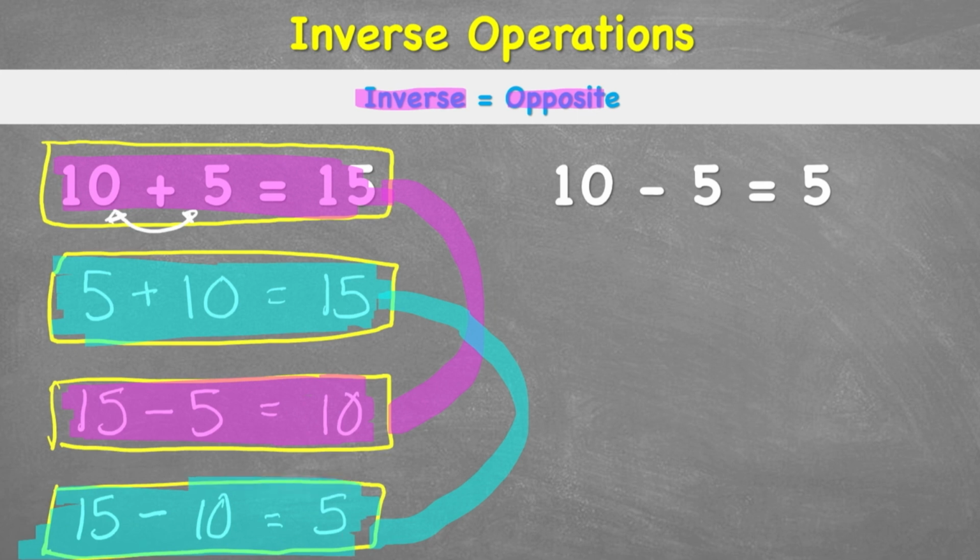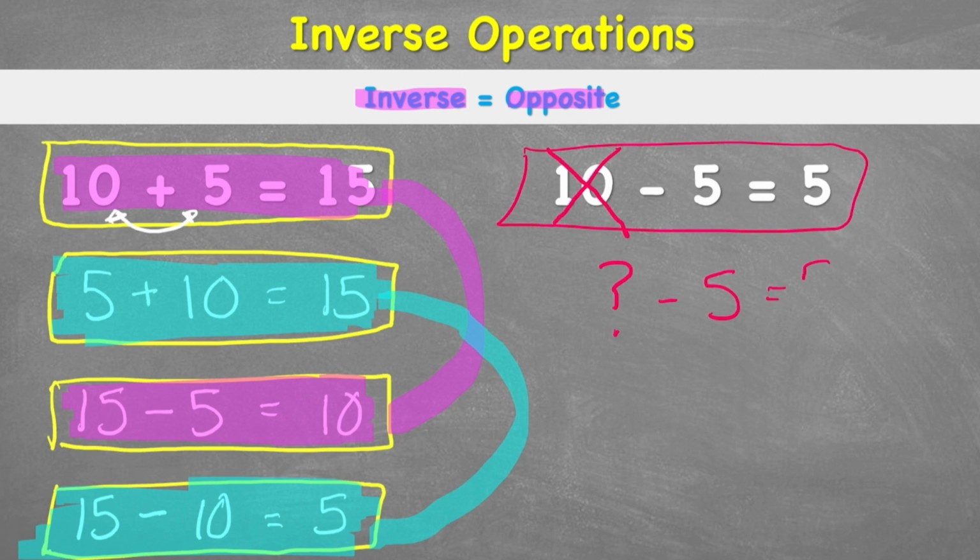But how could this help you? Well, let's have a look at this question here. Well, let's imagine that we don't know this number here, this 10. And let's say our question now says something minus 5 equals 5. You must have seen a question like this before. It's called a missing number problem. It's where we have the missing number before the equals sign.